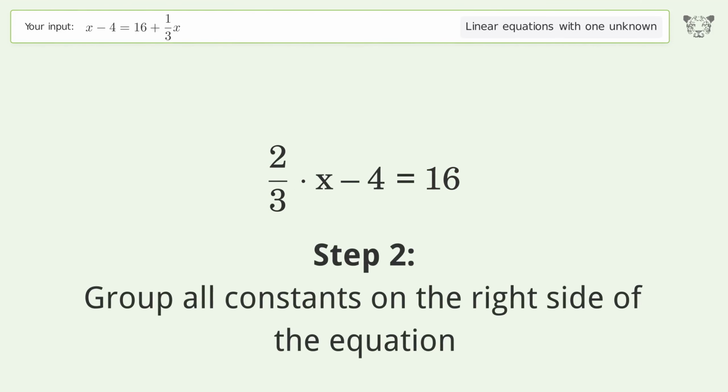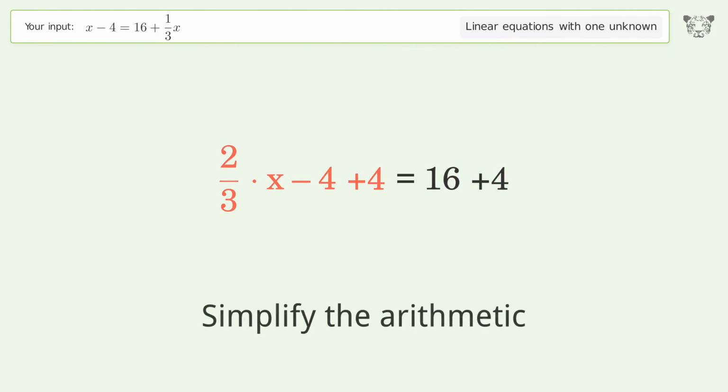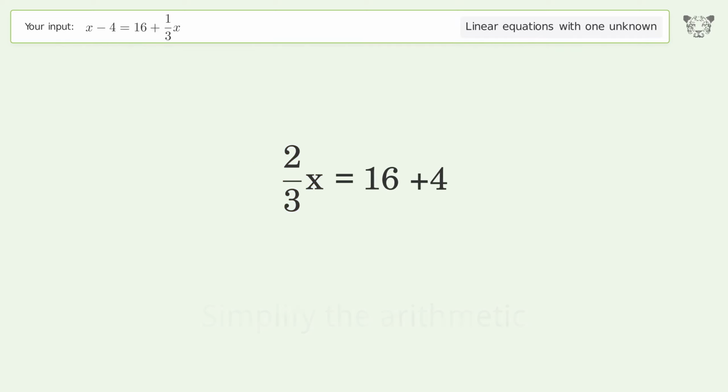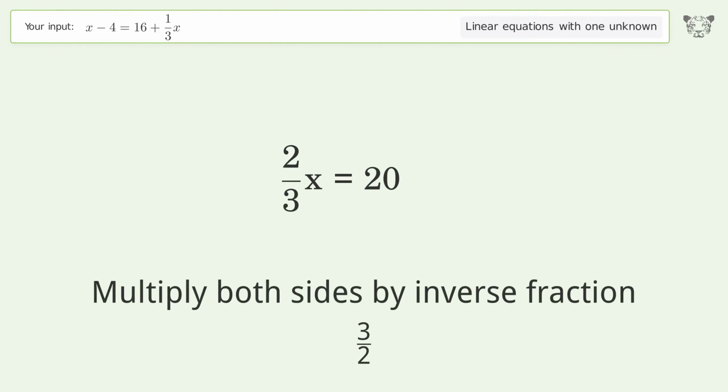Group all constants on the right side of the equation. Add 4 to both sides. Simplify the arithmetic. Isolate the x. Multiply both sides by the inverse fraction 3 over 2.